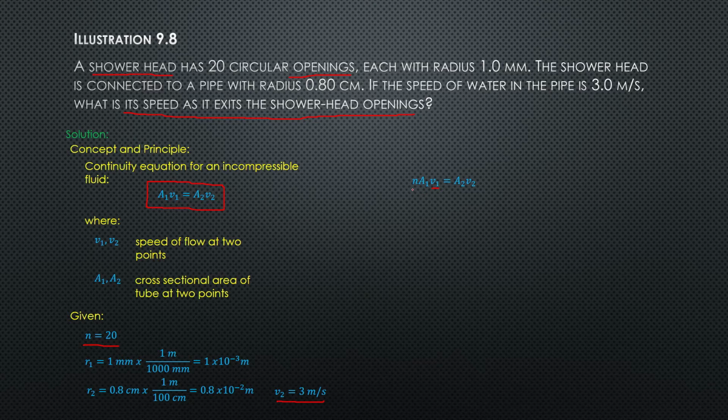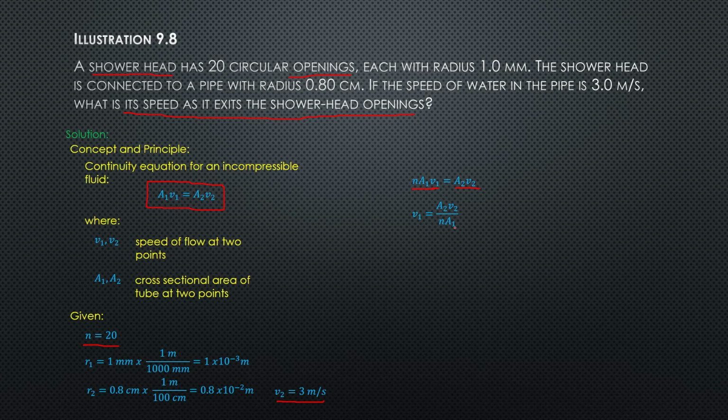So dividing both sides by n times area 1, so that V1 will remain. Therefore there's a denominator here, n A1. So the velocity, the speed at point 1 or the speed at the shower head openings, will be equal to the volume flow rate at the pipe divided by the number of openings and the cross-sectional area of those openings.